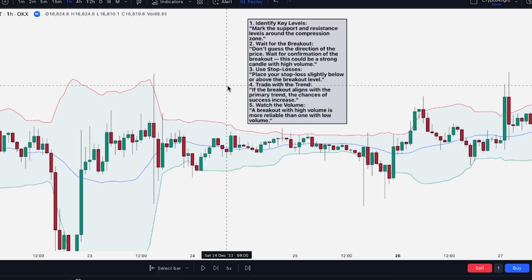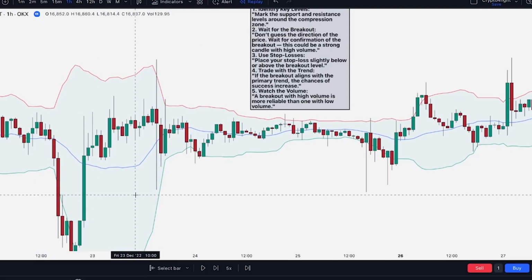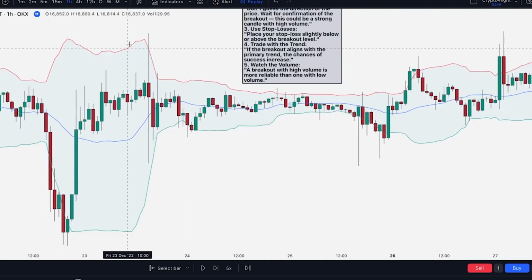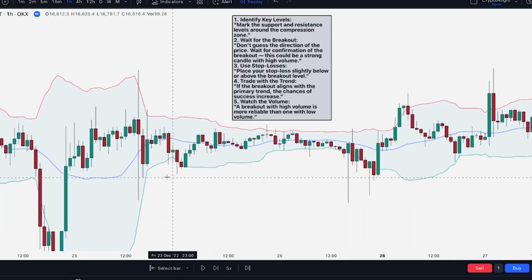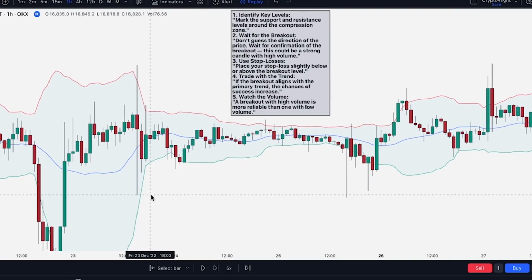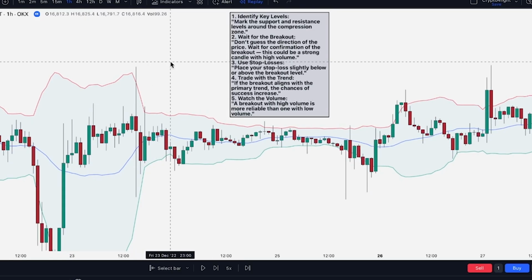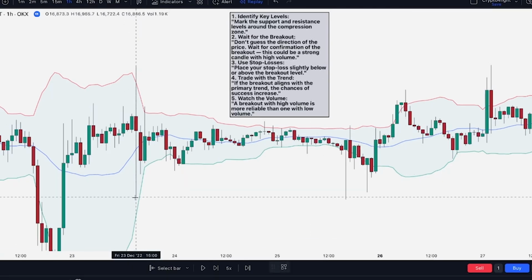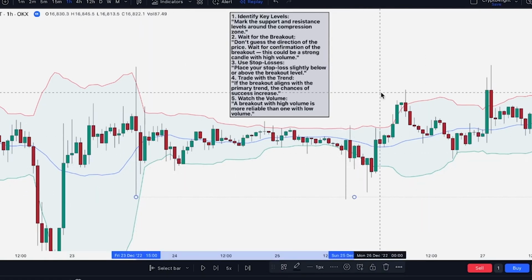Here are some tips about compression. First of all, you can identify the key levels. Key levels in this case were the test and the close of the 50% of the 1 hour gap. We got an impulse, came back. So this is a key level. And after that key level, we build a compression. So mark that support, this like support level, and resistance. Resistance was this top. Next step is to wait for the breakout. The confirmation of the breakout could be a strong candle with high volume. In this case, we have to use the volume indicator, and we can identify it here. We sweep liquidity, and on this candle, we can open a long position, for example.